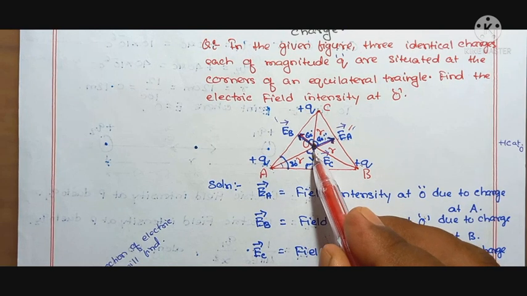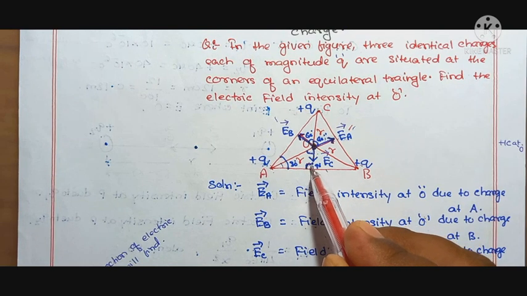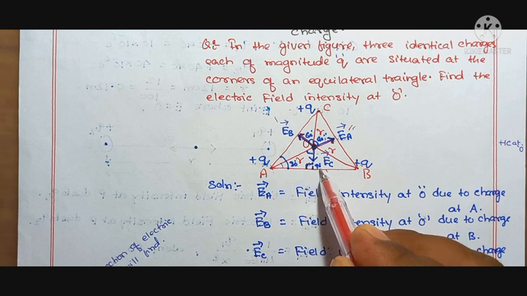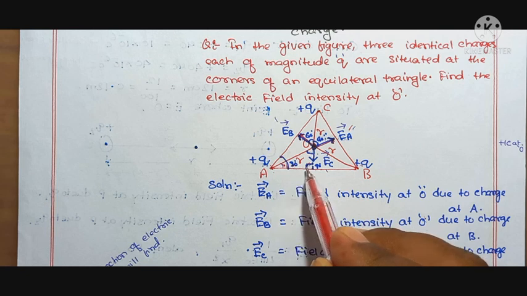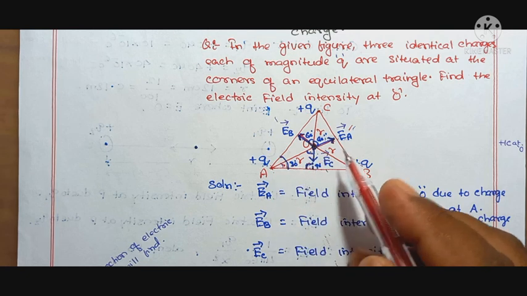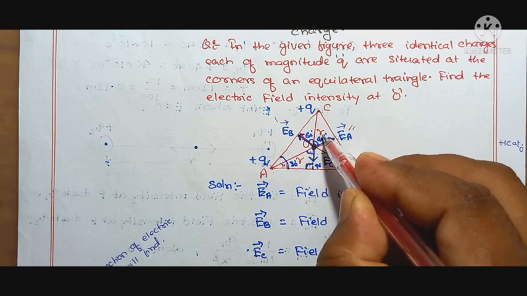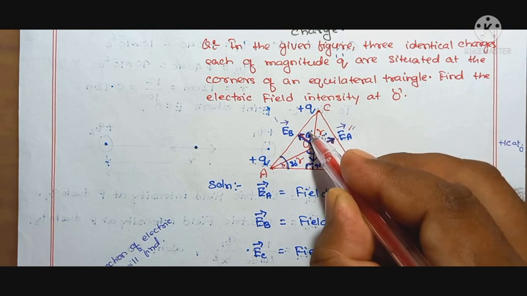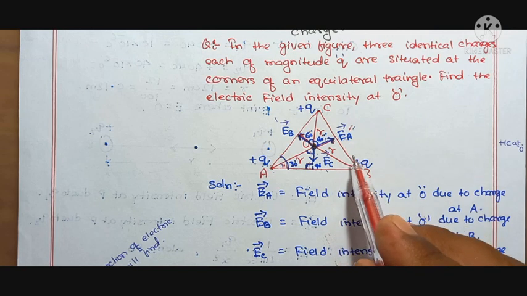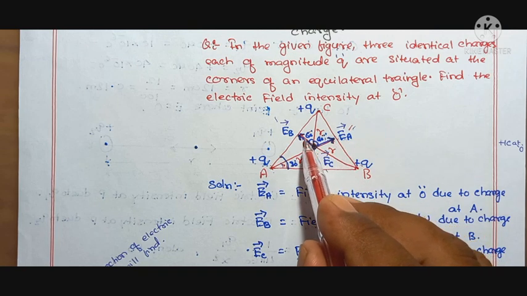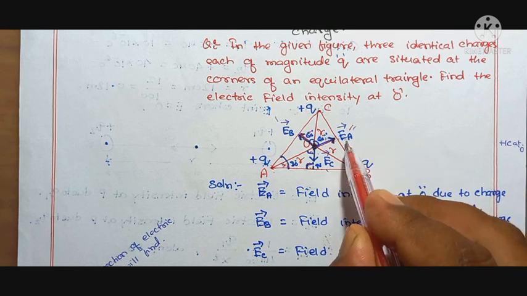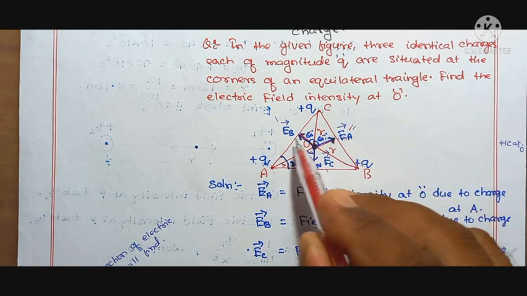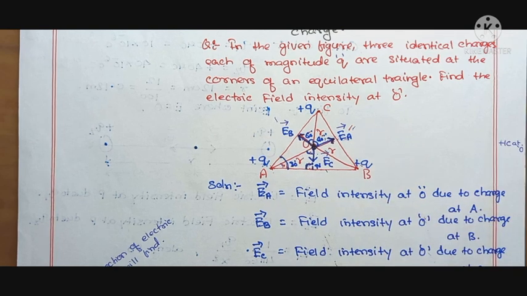Now, when we extend this line, it will make 90 degrees with this side. And this is half of the 60 degrees. This is 30 degrees, this is 90 degrees, so it will be 60 degrees. So it is 60 degrees, and the opposite angle is also 60 degrees. Similarly, this is 60 degrees. So we have to calculate the resultant electric field intensity between these two. The angle between these two electric field intensities EA and EB is 120 degrees.